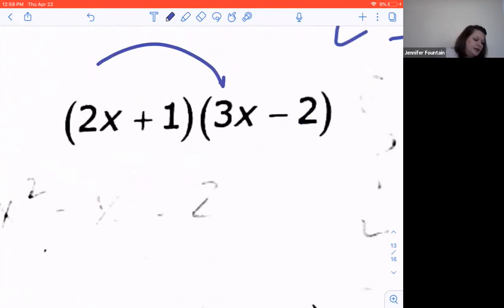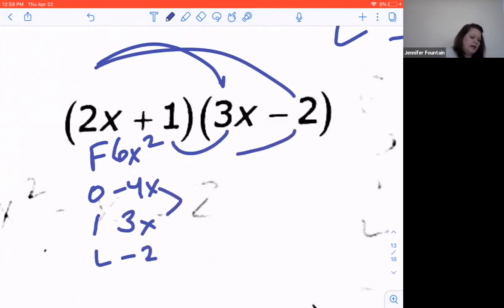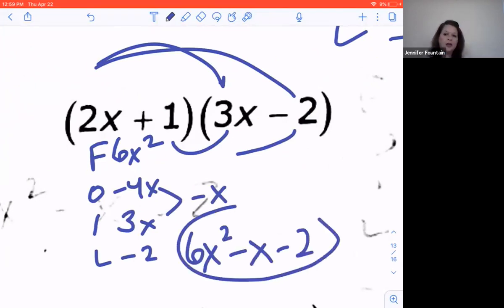2x times 3x is going to be 6x squared. 2x times -2 is -4x. 1 times 3x is +3x, and 1 times -2 is -2. I have a -x here, so I have 6x squared minus x minus 2.